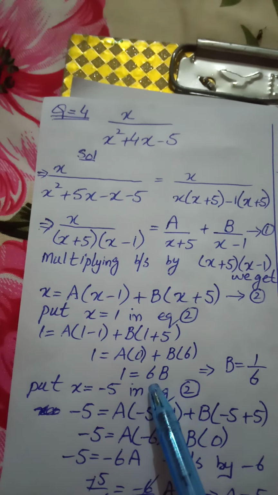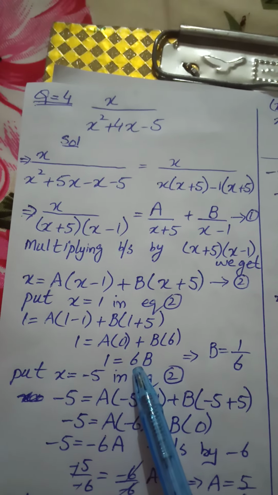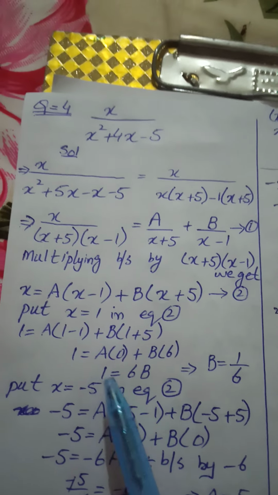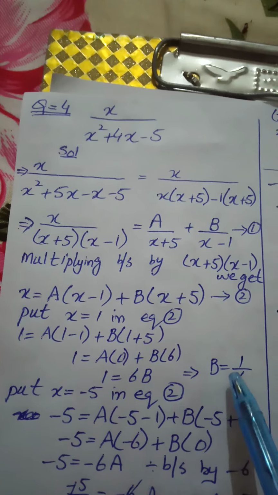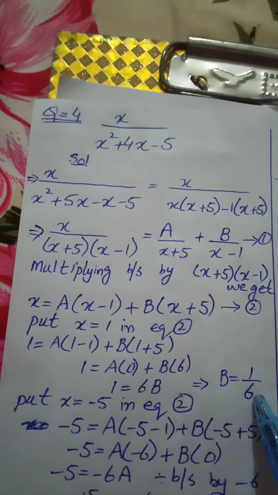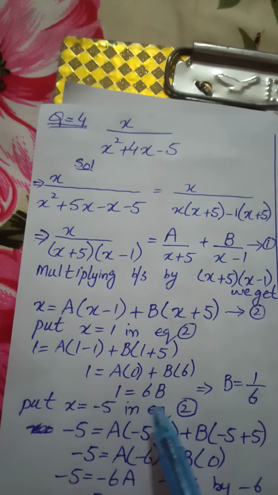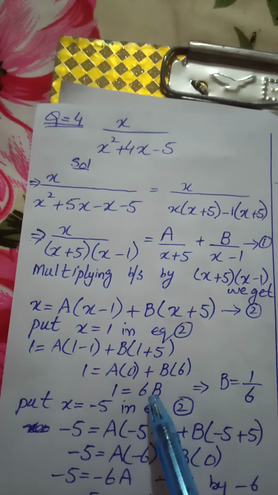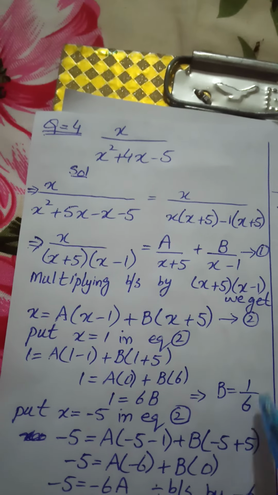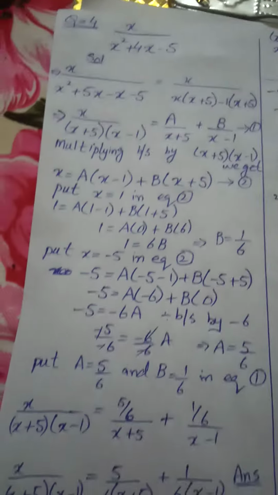Now if we find the value of b, 6 is in multiplication, so when it moves to the other side it will be in division. Or you can divide by 6 on both sides, so they will cancel each other. Here this will be 1 by 6. So b is equal to 1 by 6, this is the value of b.